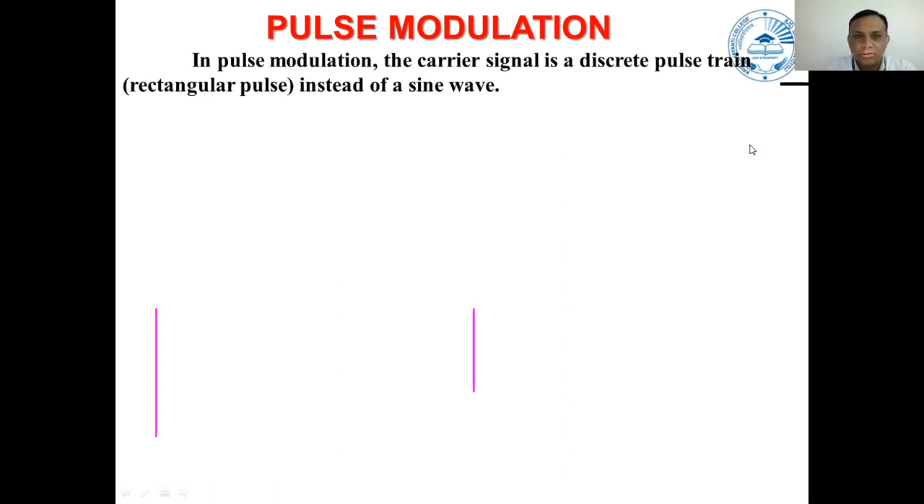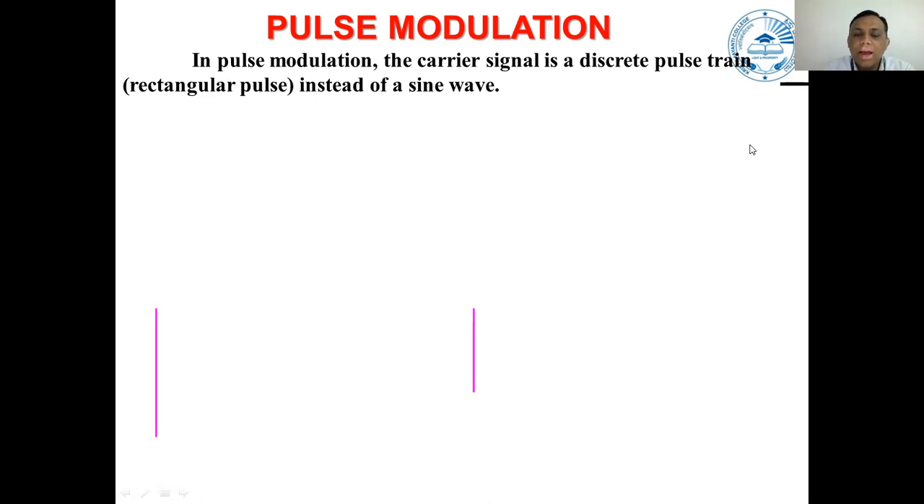In pulse modulation, we make use of pulses as our carrier signal. Therefore, we call this pulse modulation. So in pulse modulation, the carrier signal is a discrete pulse train instead of an analog signal. The definition of modulation is the same here. We are going to change any one of the parameters of these discrete pulses with respect to the modulating signal. Now, what are the parameters of these discrete pulses?